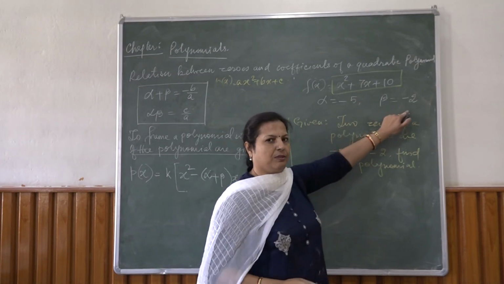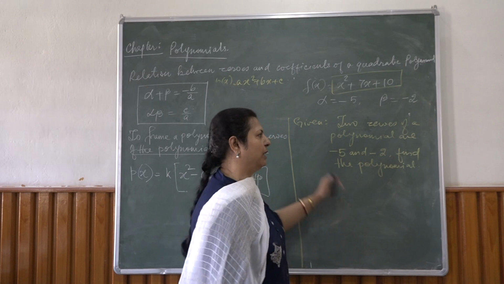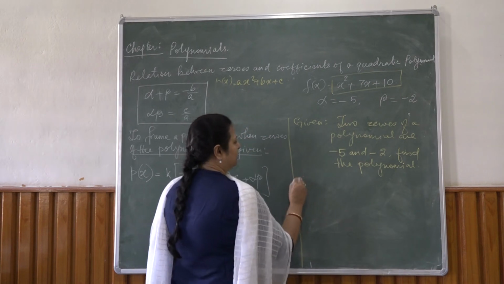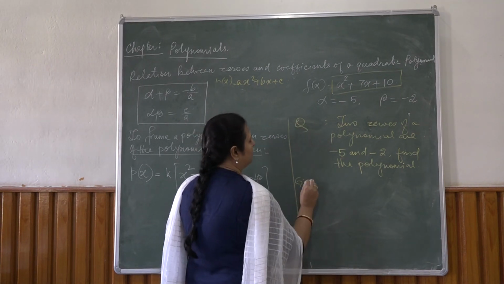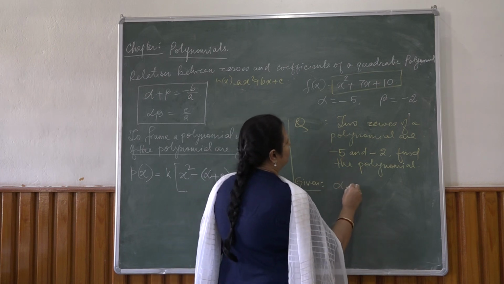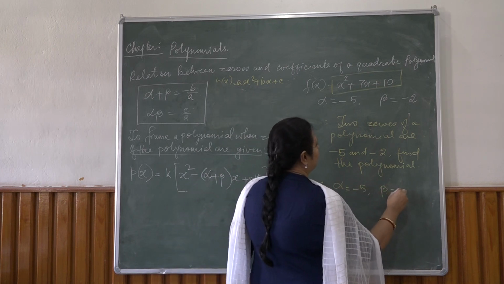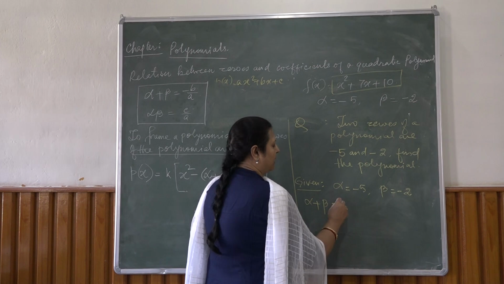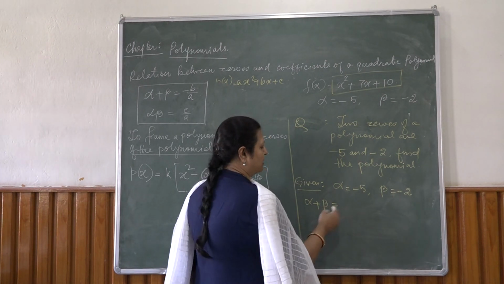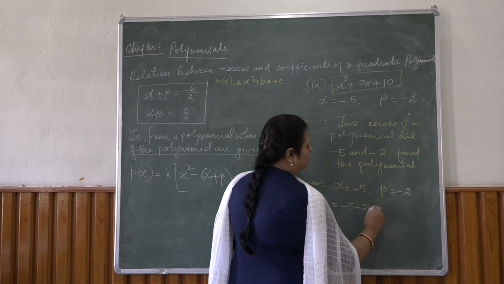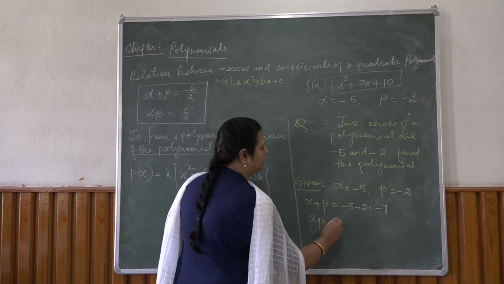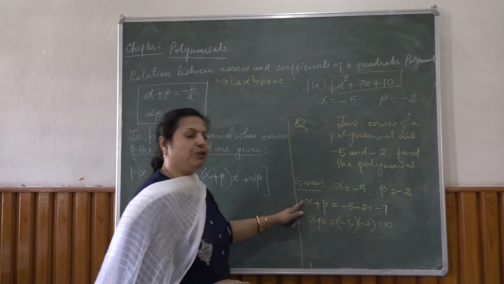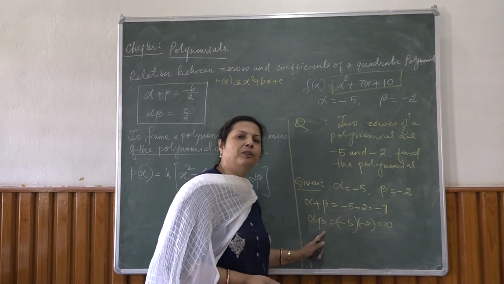This is how you get the question. Now you know these are the zeros, something which has been calculated by you only, and you know this is the polynomial. Now let us check. So we write, given alpha equal to minus 5, beta equal to minus 2. Then find alpha plus beta. This is equal to minus 5 minus 2, which is minus 7. Also find alpha beta. This is minus 5 into minus 2, which is 10. Now you have the value of alpha plus beta, and you also have the value of alpha beta.